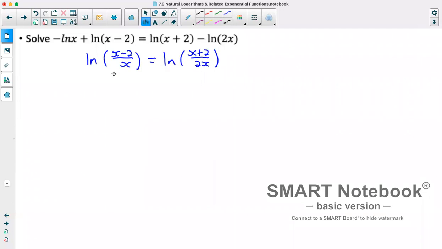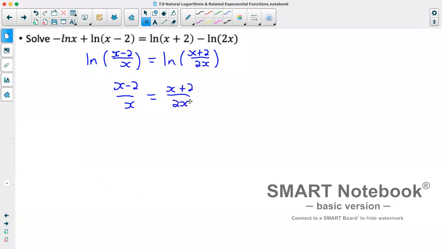Now, because we have a single logarithm on each side with nothing else, and it's the same base, we can drop our logarithms. If this side equals this side, and they both have the same logarithm happening, that must mean what's inside the logarithms are equal. So we've got (x - 2)/x is equal to (x + 2)/(2x).